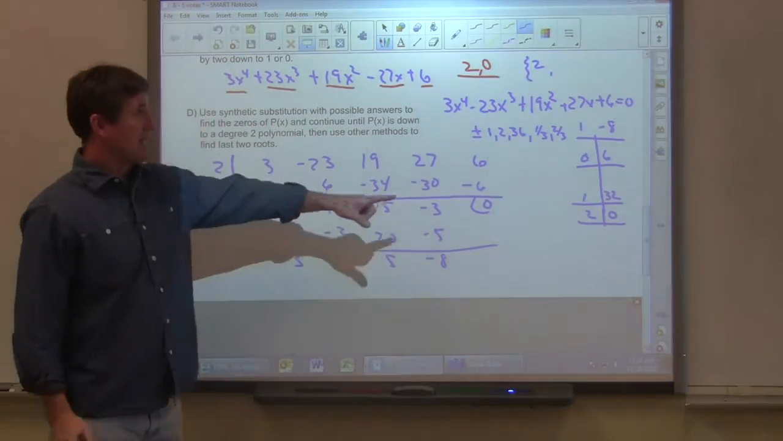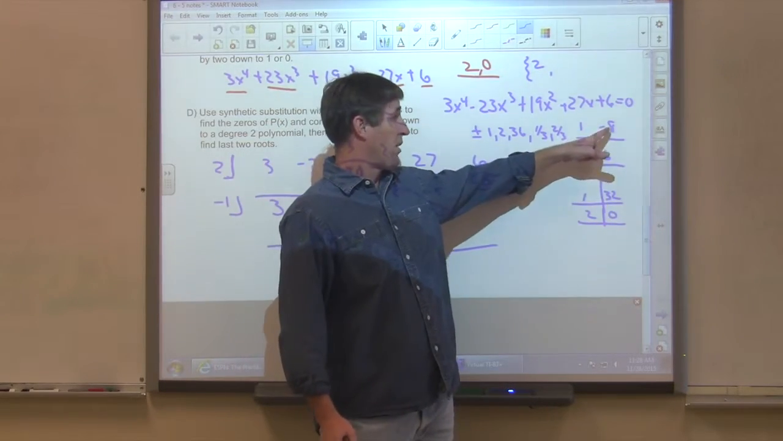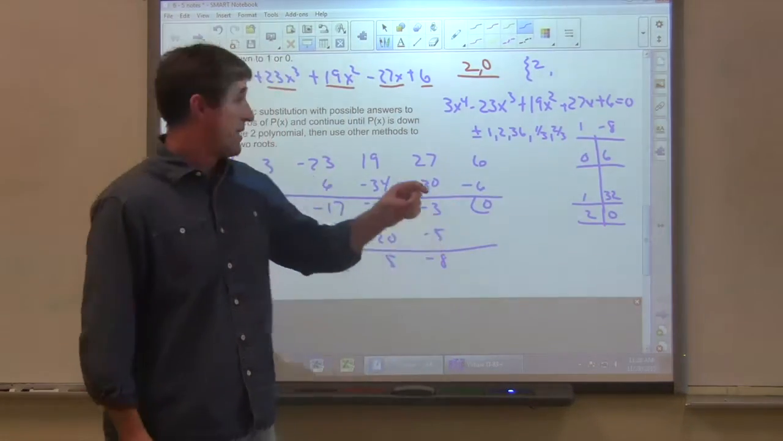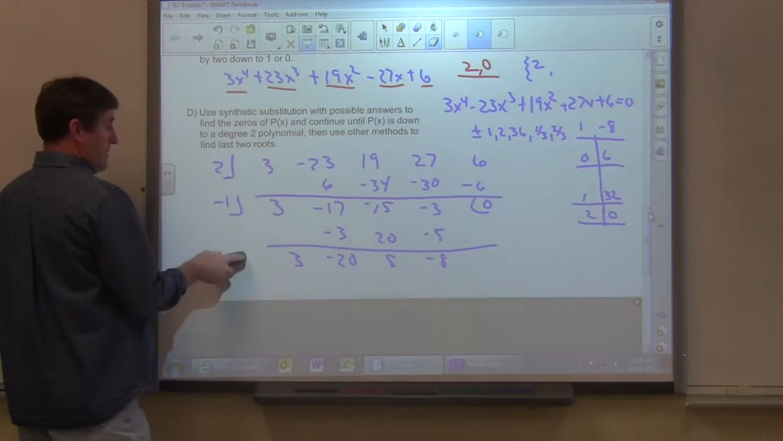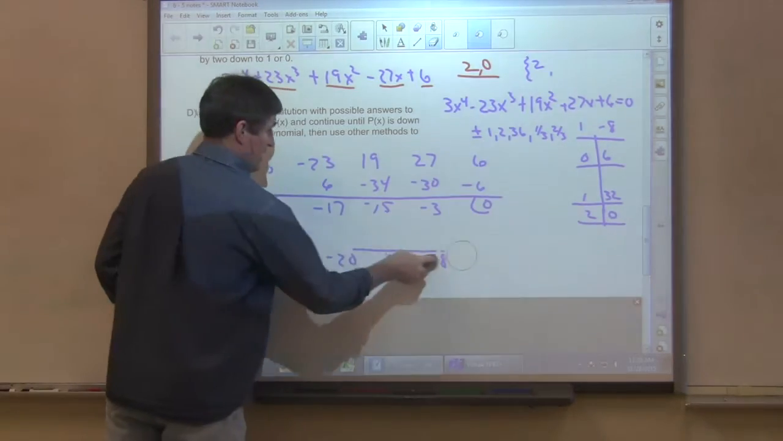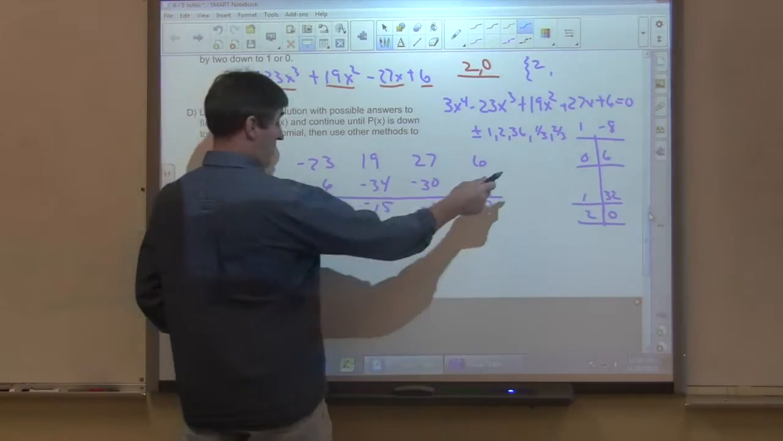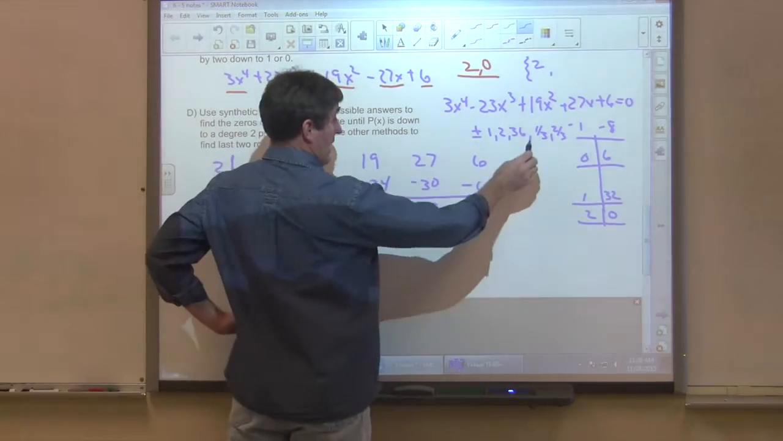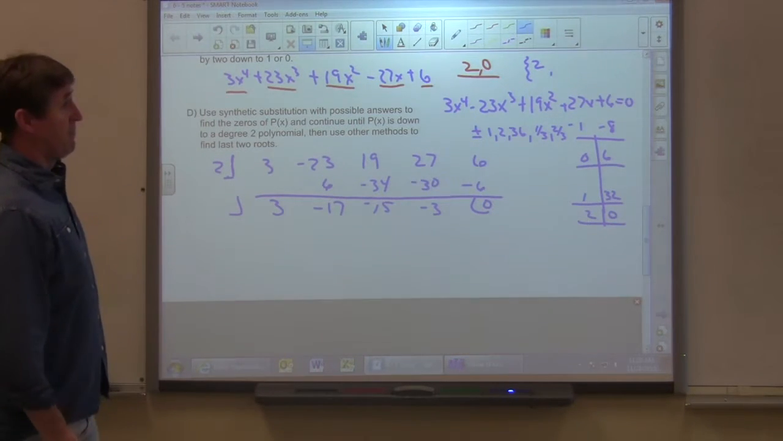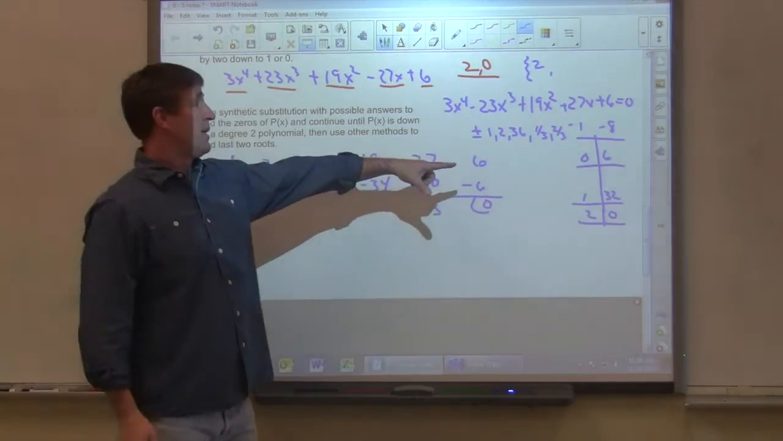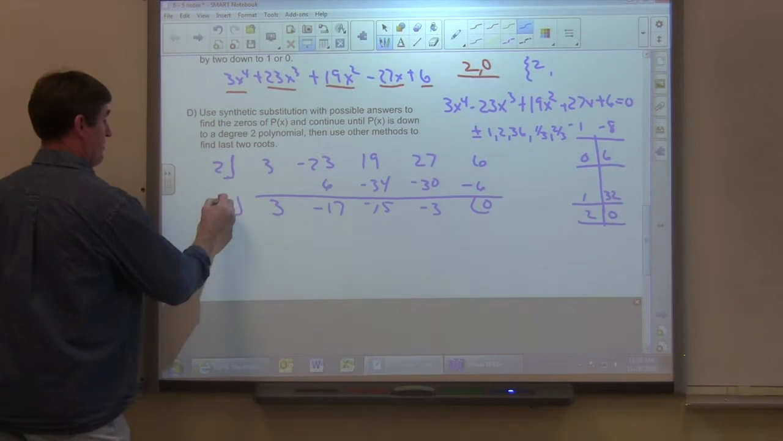Now, what that tells us, if you think about your graph, at 0 we're at 6 and at -1 we're at -8. It has crossed the x-axis now between 0 and -1. So I know that I want to try one of our possibilities between 0 and -1. And that would be either -1/3 or -2/3. And since it's closer to the x-axis at 0 than it is at -1, I'm going to try -1/3.